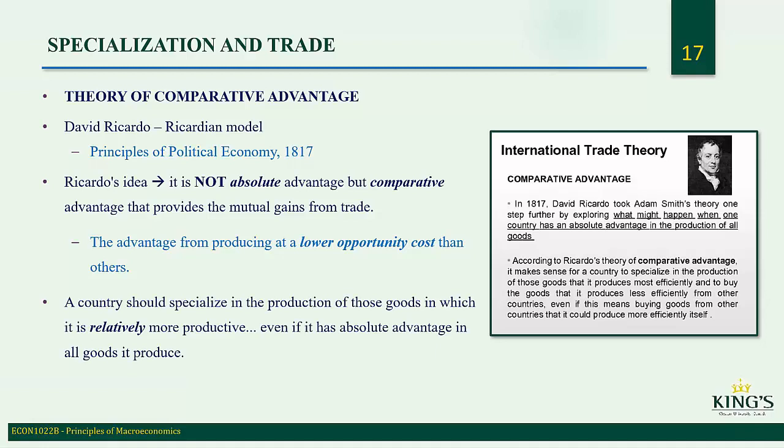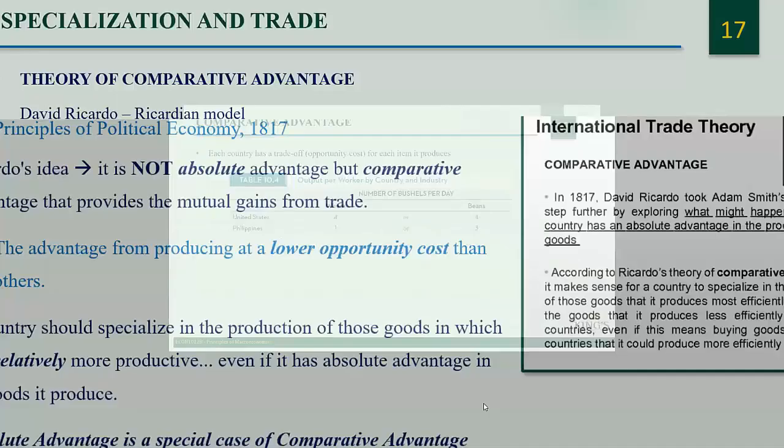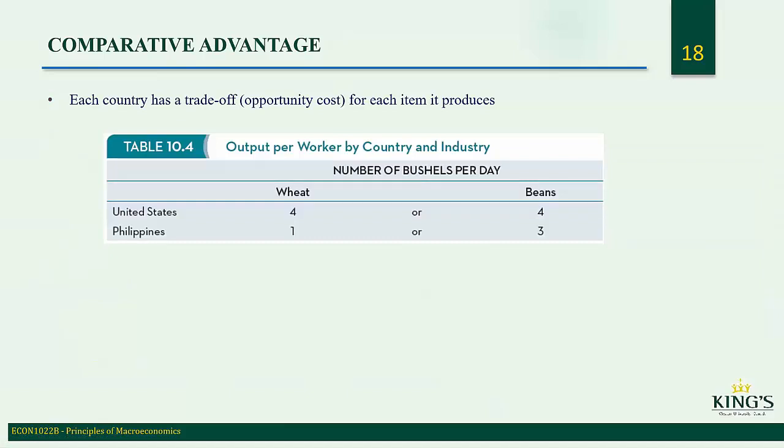So he said countries should specialize in the good in which they are relatively more productive. And again, a country could have an absolute advantage in either good, but there could still be gains from trade between two countries. The main point, again, is that absolute advantage is just a case of comparative advantage. So in this example here, we have two countries, the United States and the Philippines.